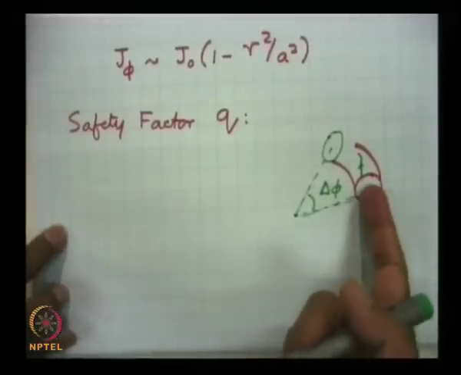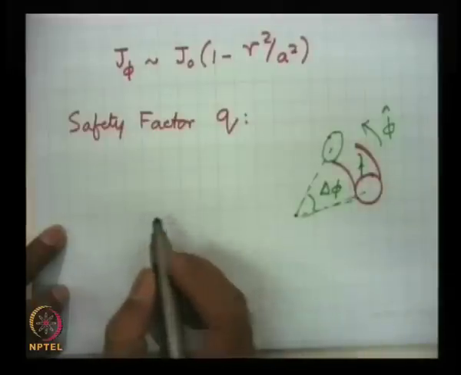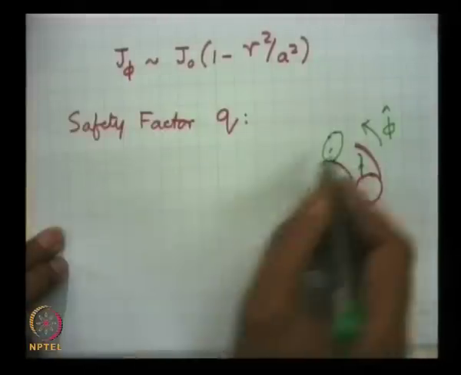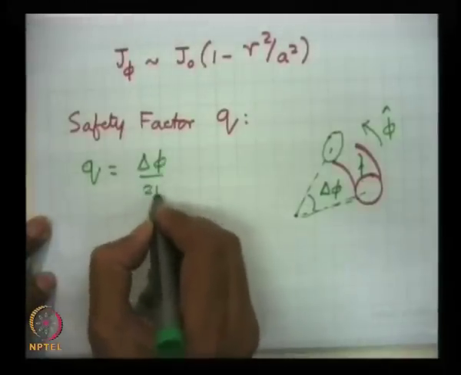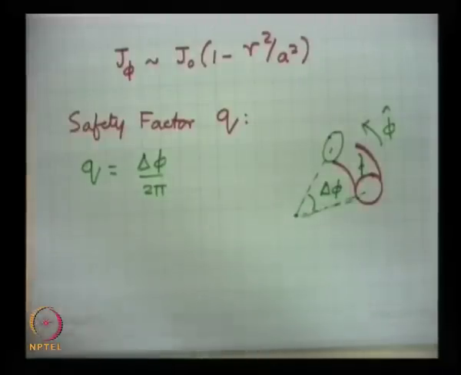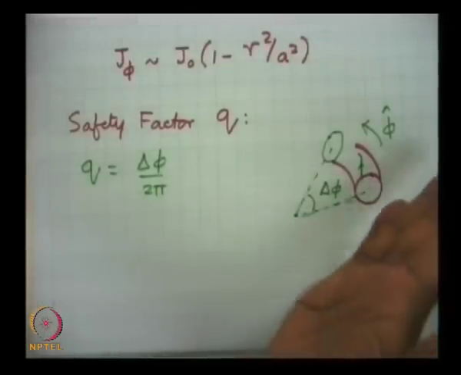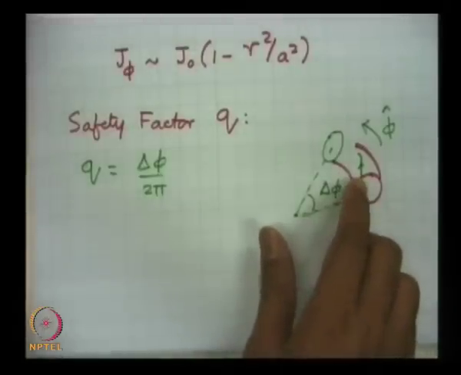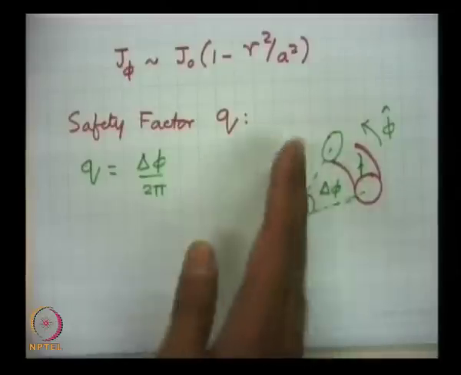So delta phi is the displacement in the direction of phi. This direction I call the phi direction, for a line of force to arrive at the same point in the poloidal plane, and I call q this delta phi upon 2 pi. Let me define delta phi again. The lines of force move on a flux surface. So if you are cutting the tokamak in a plane perpendicular to phi at many places and finding the location of the line of force, then the line of force which had some location in one poloidal plane will arrive at the same location in the poloidal plane after traveling a distance delta phi.